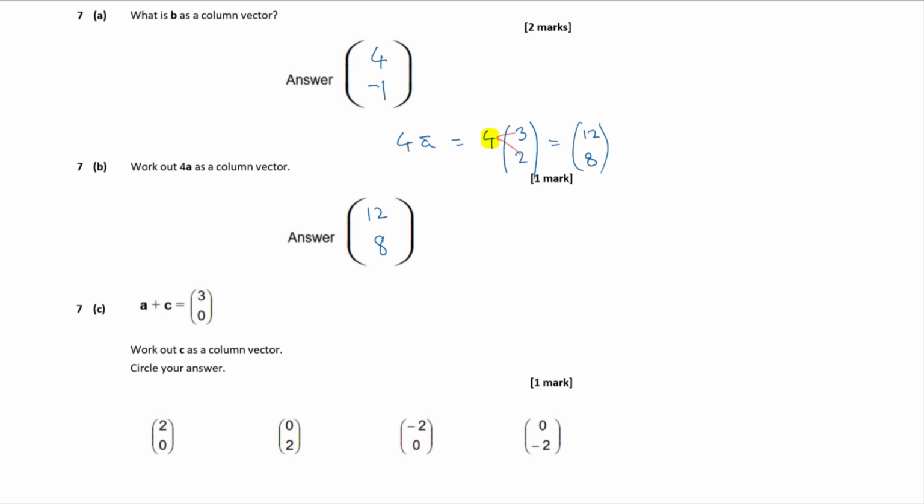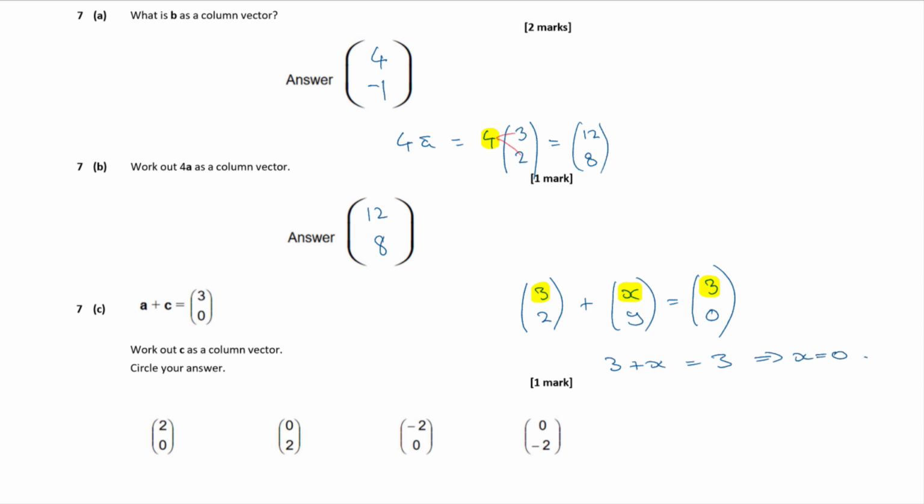Now part C says a plus c equals 3, 0. Work out the value of c as a column vector. Circle your answer. Okay, so let's write down what we know, and we'll put in some algebraic values for the ones we don't. Okay, so we know a, that is the vector 3, 2. I don't know c, so I'm just going to call it x and y, and I know what it's equal to. It's equal to 3, 0. Okay, so having a look at this, then this number here plus this number here should be equal to this number here. Okay, so because 3 plus x equals 3, it implies then that x is equal to 0.